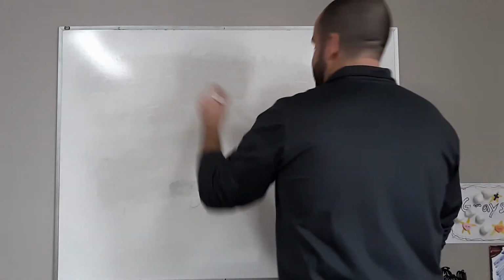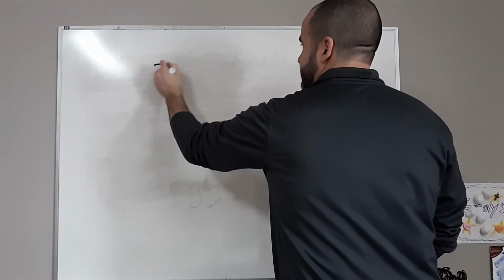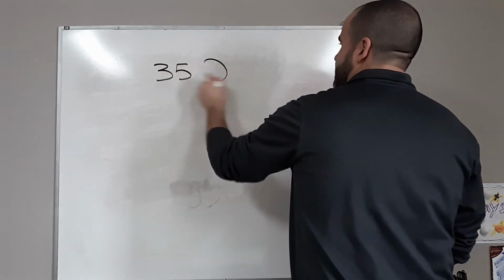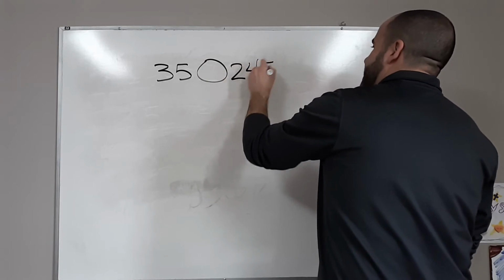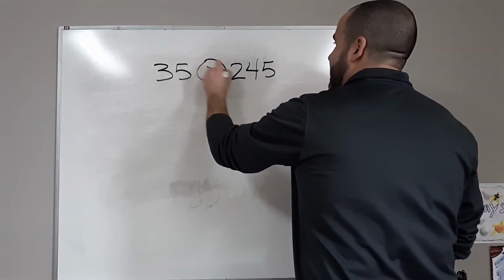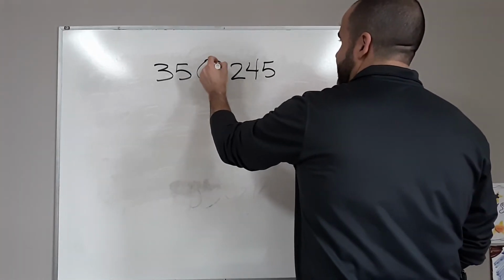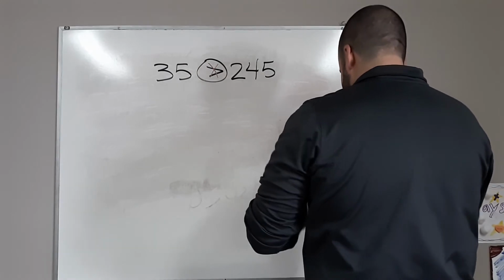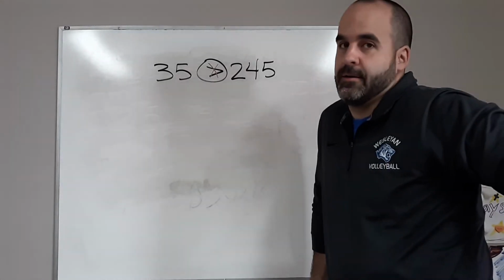Puzzle Penguin says this. 35 and 245. And Puzzle Penguin put the symbol in like this. And they made an X through it like this, saying that's not correct. Now, what do you think Puzzle Penguin did wrong here?